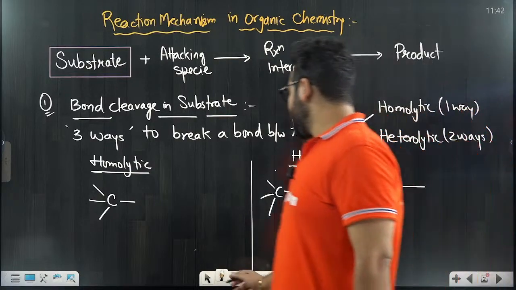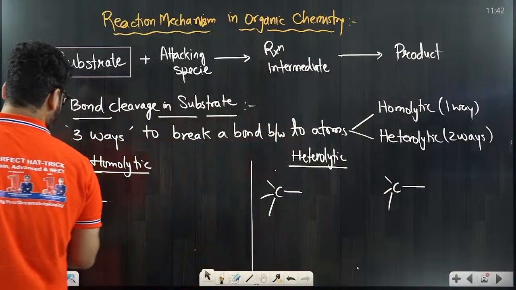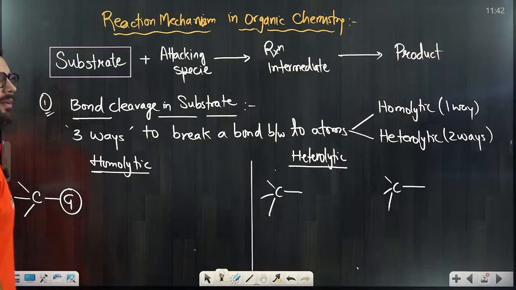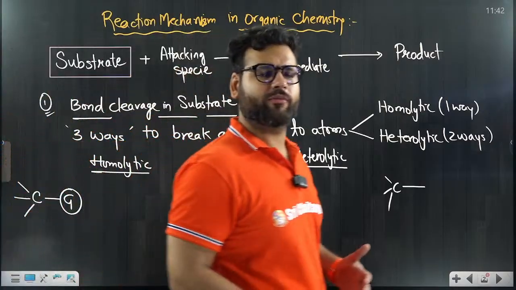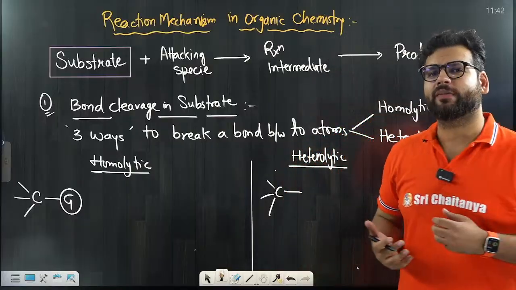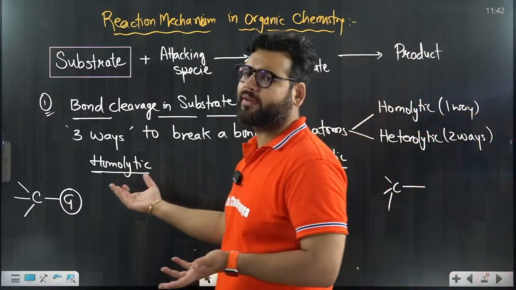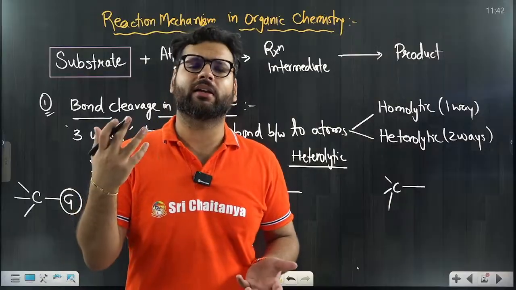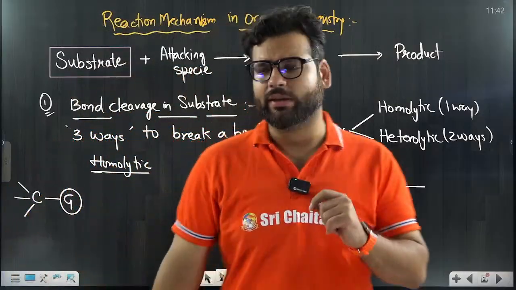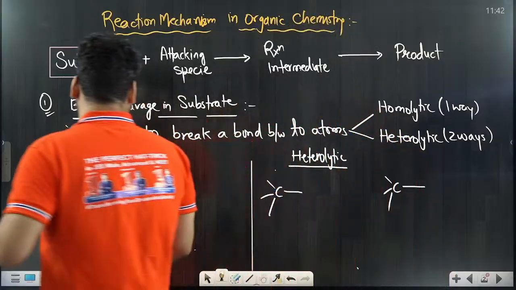Let's say carbon is attached to some group. I'm calling the group the G group. This may be a hydrogen, this may be a carbon itself. So carbon-carbon free radical cleavage happens, but it is very rare. Sometimes with hydrogen this cleavage happens in free radical reactions. You will study free radical substitution reactions in the alkane chapter.